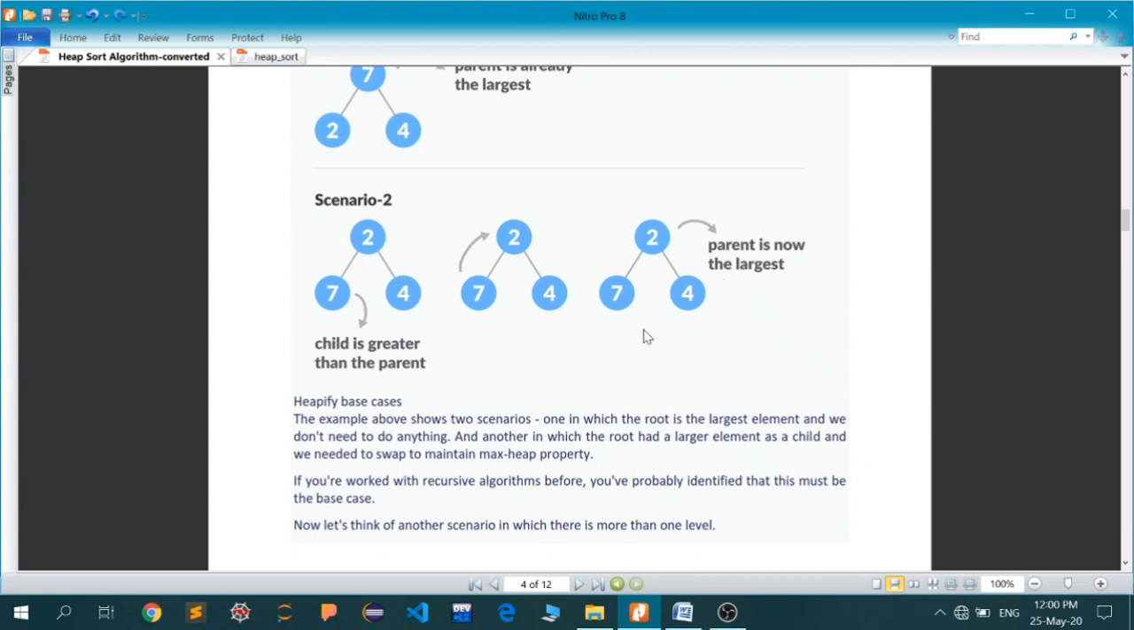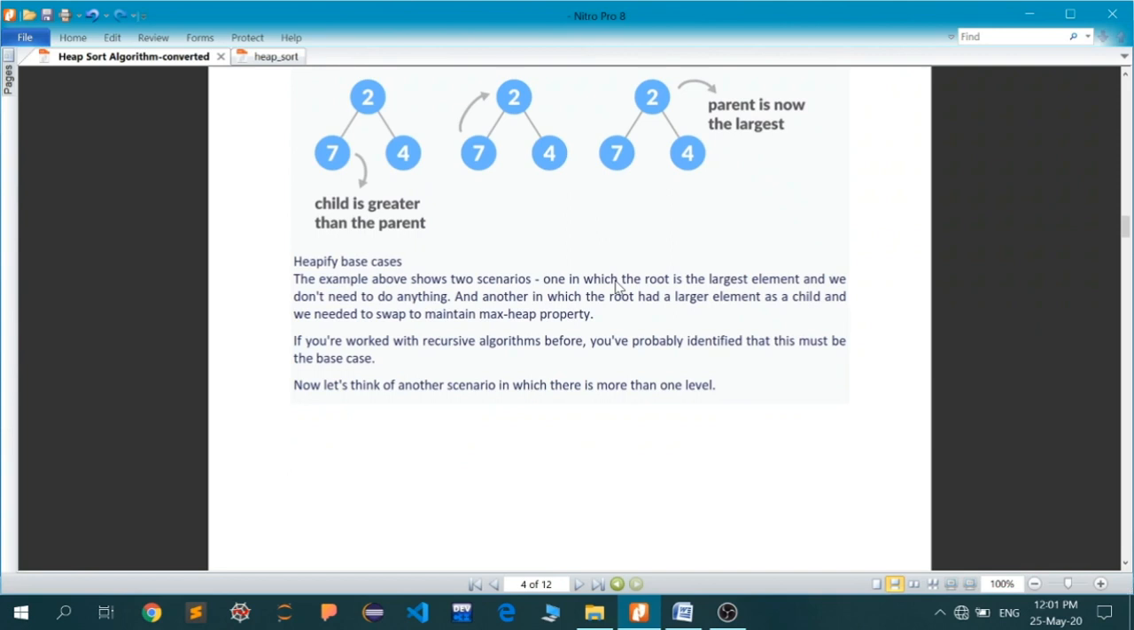In this case, I think this is wrong. 7 must be here and 2 must be here. So you must correct that. 2 must not be here; it must be 7 here and 2 here. I think you have got the point. Just ignore this last one. You can correct this by writing 7 here instead of 2 and 2 here instead of 7.